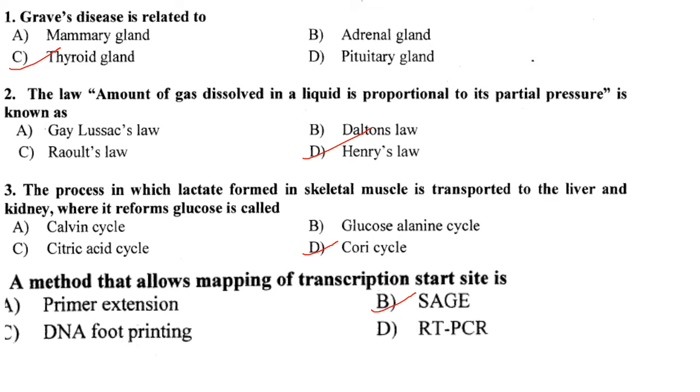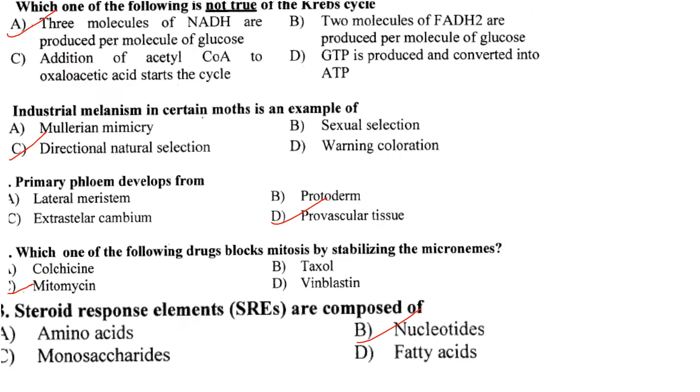A method that allows mapping of transcription start site. Now the answer is cage. So there is a printing mistake. It is not sage. It is cage. Cage is cap analysis of gene expression. Is a method used for single nucleotide resolution genome-wide mapping of RNA polymerase to transcription start sites. So the answer is B, and there is a printing mistake. It is not sage, it is cage. C-A-G-E. Then which one of the following is not true of Krebs cycle?